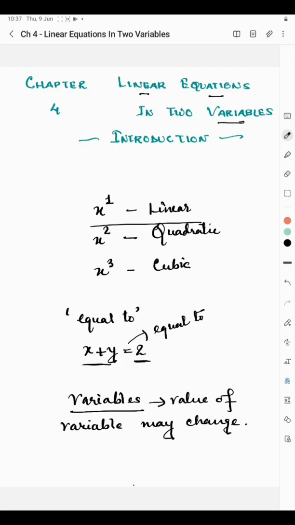So the name of the chapter is linear equation in two variables. That means here we will be learning linear equation. Linear equation means highest degree will be 1, and in two variables. Like in this case we have a linear equation. Why? Because the highest degree is 1. Okay. And in this case we have two variables. So here we will be learning linear equation in two variables.